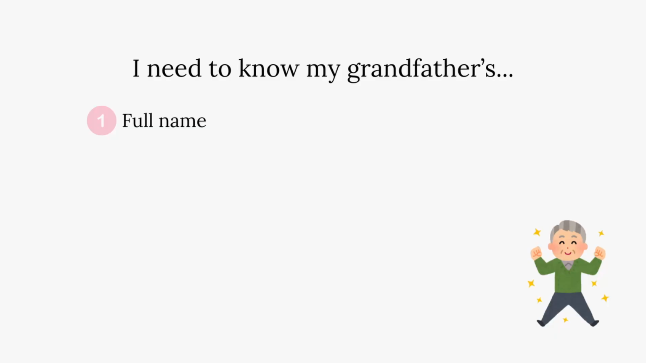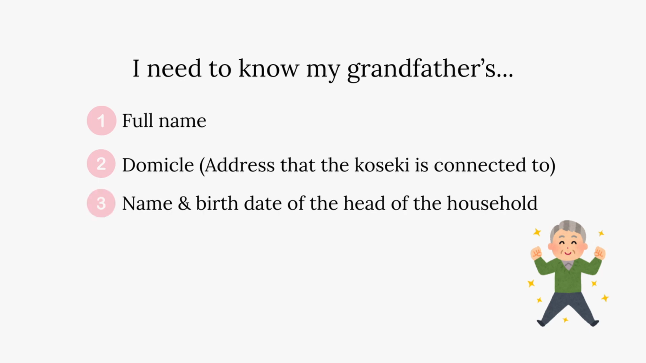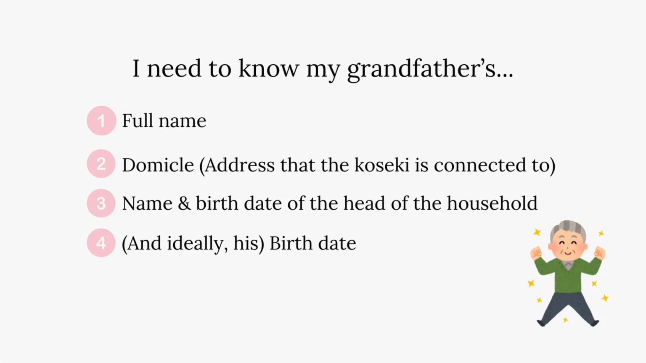1, his full name. 2, his domicile, which is the address to which the koseki is connected. He may or may not have actually lived at this address. 3, the name and birth date of the head of the household. If my grandfather was the firstborn son, he was probably the head of his household. If he wasn't the firstborn son, he may have created a family branch and headed that new branch. And 4, ideally, we would know his birth date. You may be able to find this information in old passports or immigration papers, letters, or other documents kept within the family.